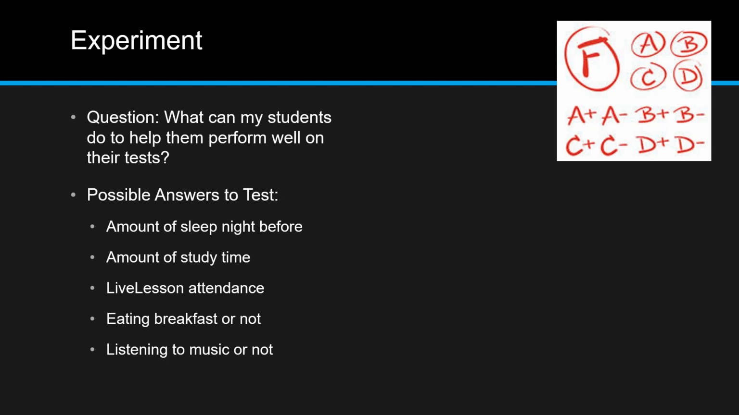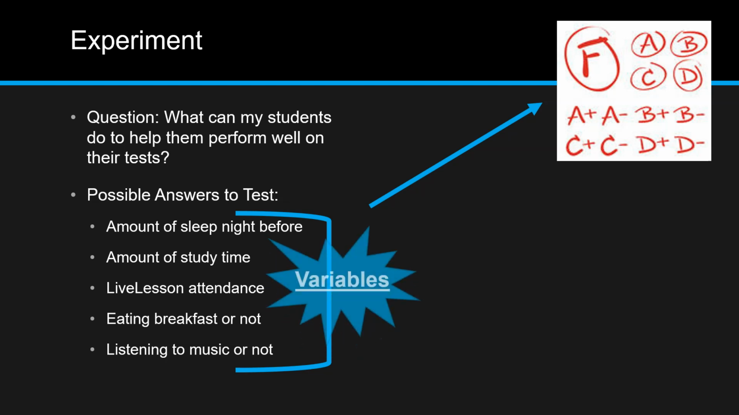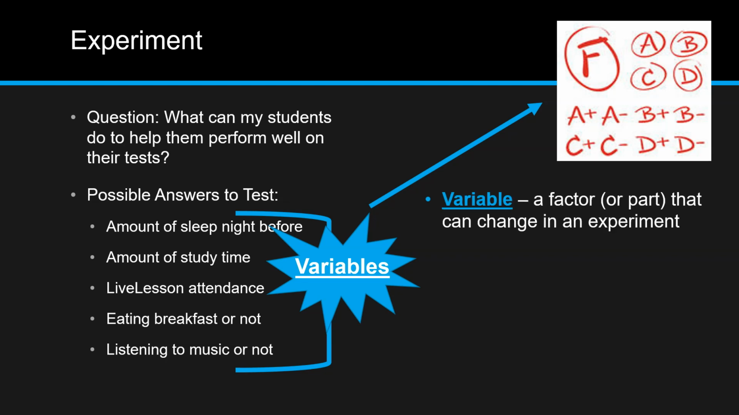So here we have a strong list of things that I could test in an experiment that could help my students perform better on tests. This list of things that influence test grades and also the grades themselves have a name. These are called variables. Variables are factors or parts that can change in an experiment.